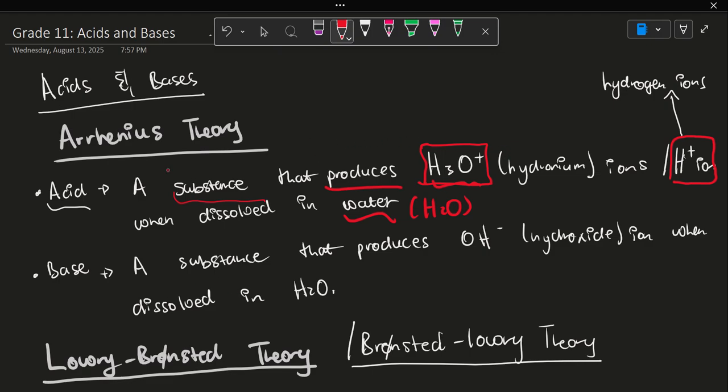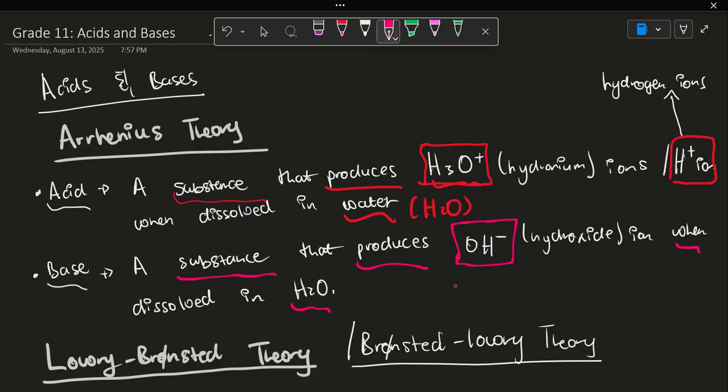And we say that a base, by the Arrhenius definition, is a substance that produces what? Hydronium. Sorry, I got a little bit carried away there. It produces hydroxide ions, OH minus, just for those who don't see. That's OH minus. It produces hydroxide ions when you dissolve it in water.